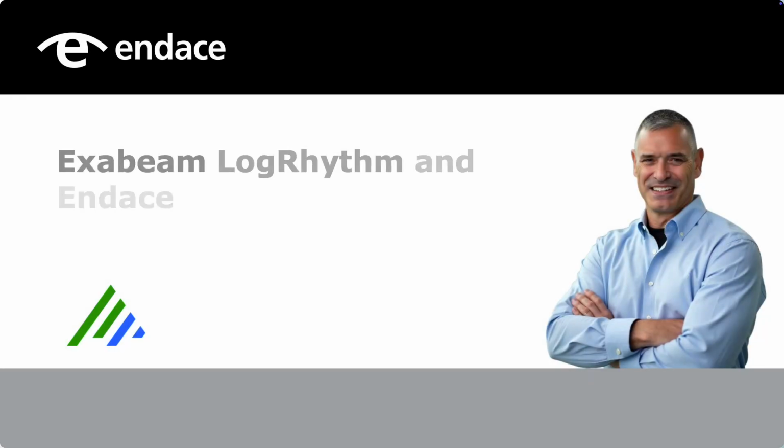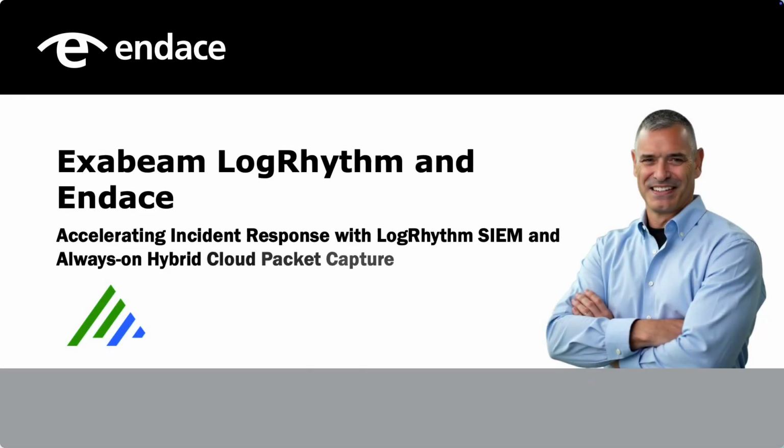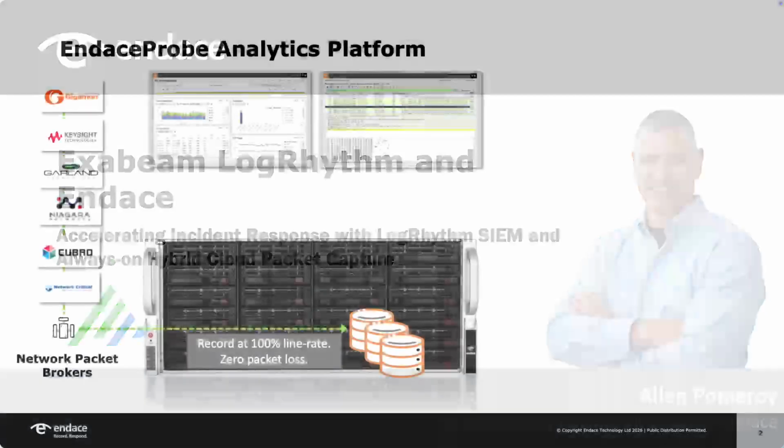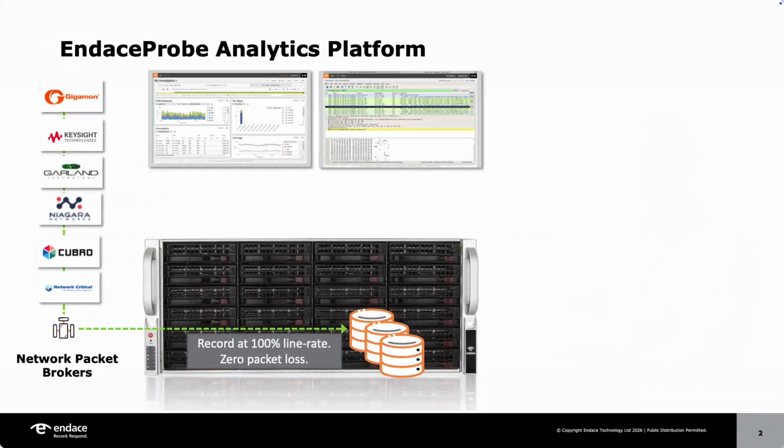Welcome. Today I'll be showing how you can substantially improve your security incident response time and accuracy by using the integrations and the workflows between Endace network history and your LogRhythm SIM. EndaceProbes capture at line rate 100% of your network traffic, giving your analyst absolute network forensics to everything happening on your networks and saving investigation time.